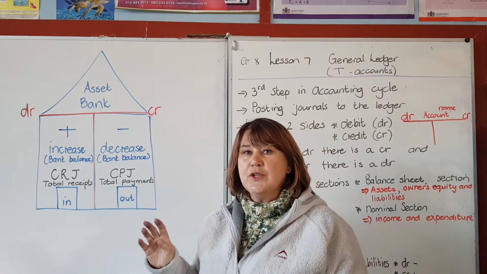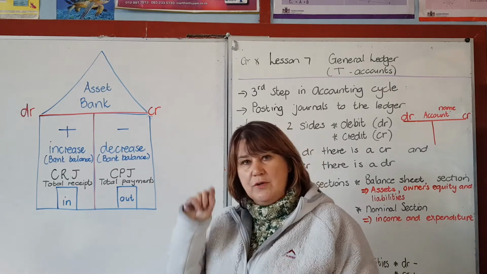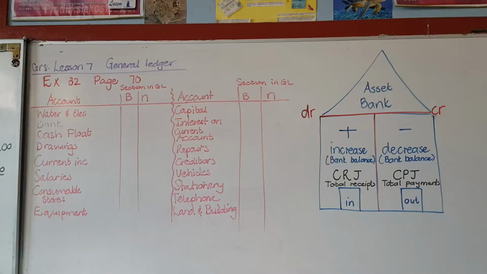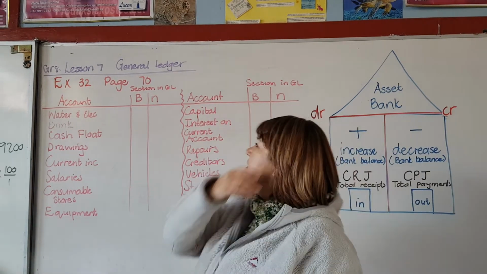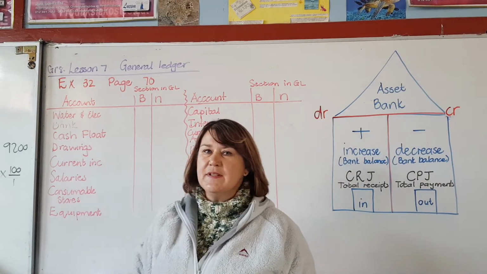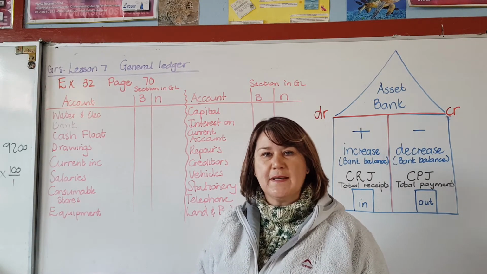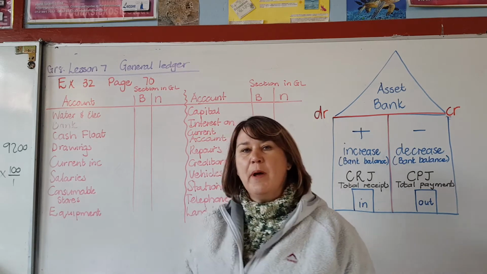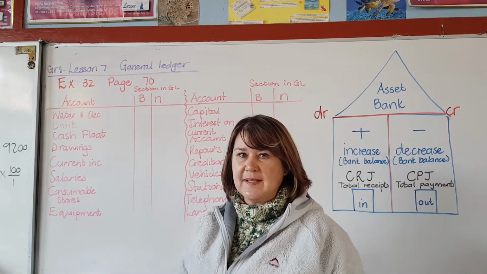Alright, I'm going to do an exercise with you, too, in this one. I'm just going to write the columns quickly. Okay, boys and girls, exercise 32 on page 70. Now the first thing we first have to do before we do the debits and credits is the section in our general ledger. Remember I told you there's two sections, a balance sheet and a nominal section.